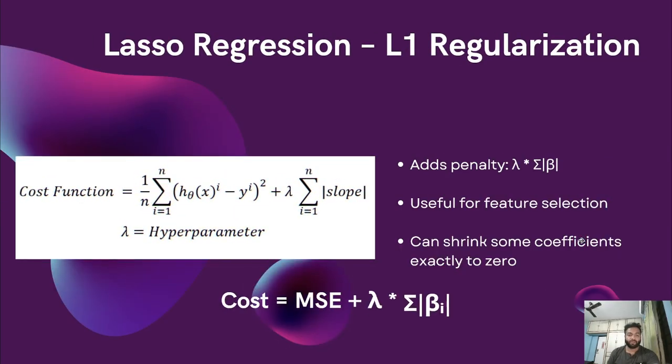Lasso regression. Next, we have lasso regression, which uses L1 regularization. This technique not only prevents overfitting but also performs feature selection because it can shrink some coefficients to exactly zero. Its cost function is cost is equal to MSE plus lambda times the summation of mod of beta i. This is especially helpful when you suspect that many features might be irrelevant or redundant.